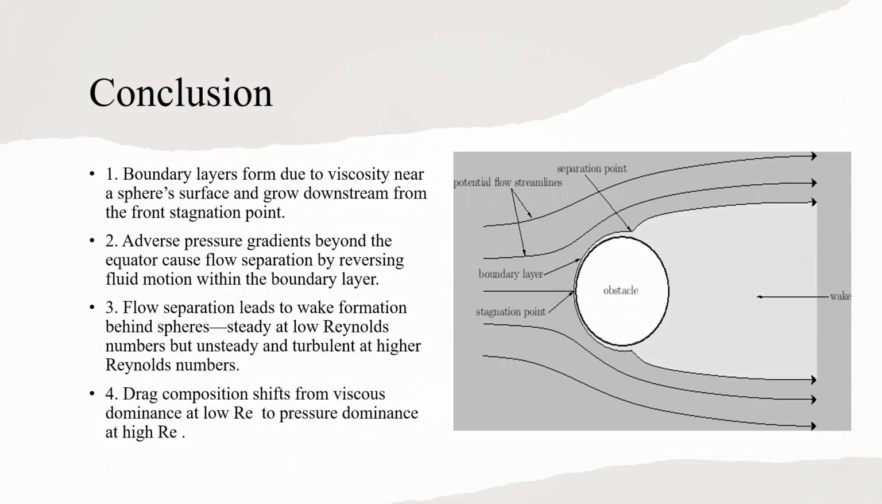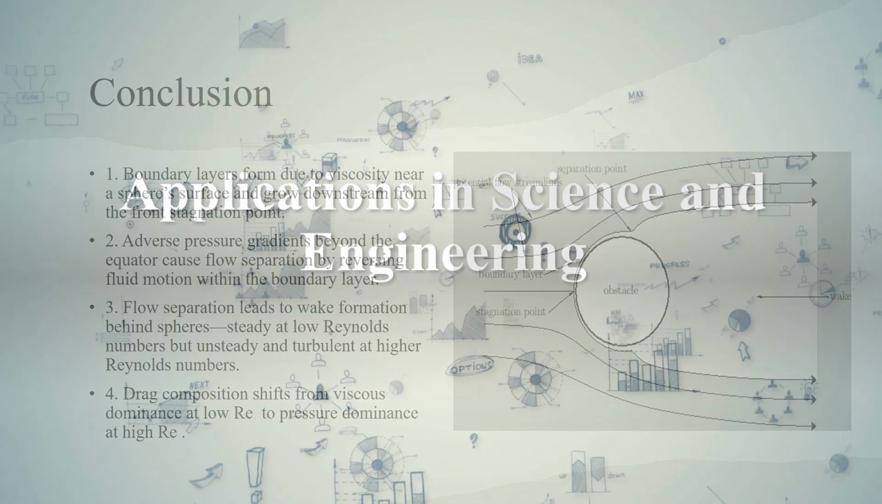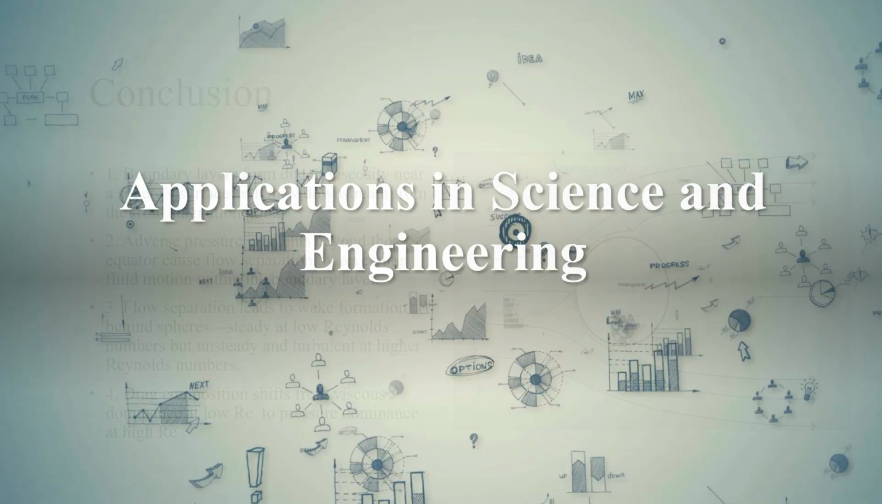The wake is the disturbed region of fluid that forms behind the sphere. At low speeds, the wake remains steady and well behaved. However, at higher speeds, the wake becomes unsteady and turbulent. As speed increases, drag increases as well. At low speeds, drag is primarily due to viscous effects and friction. At higher speeds, drag becomes dominated by the pressure difference between the front and rear of the sphere, as well as the turbulent wake.